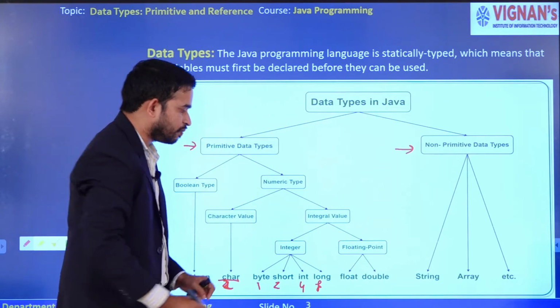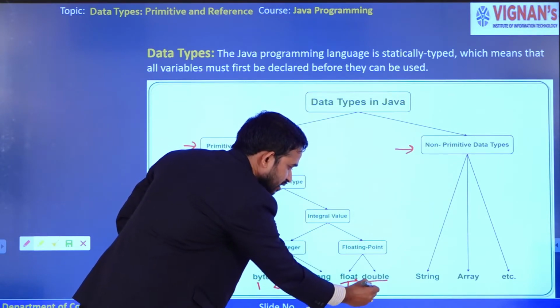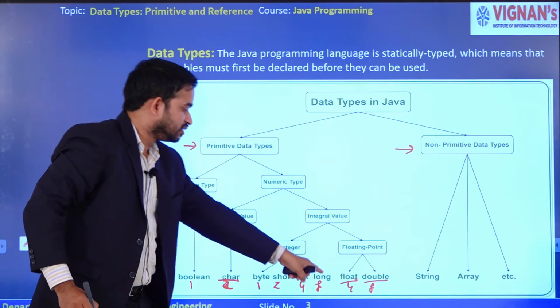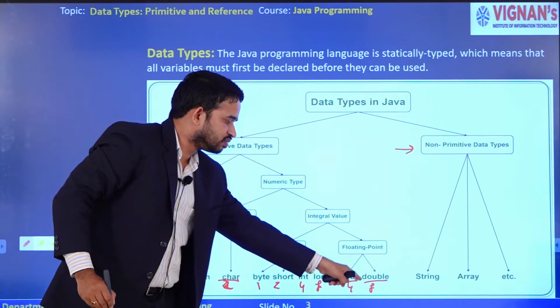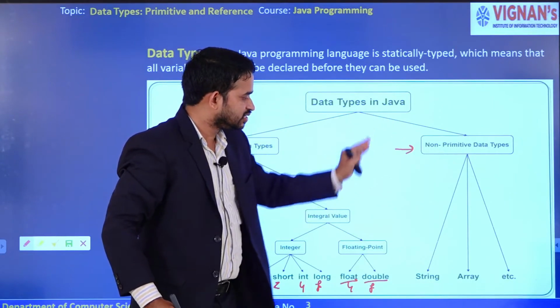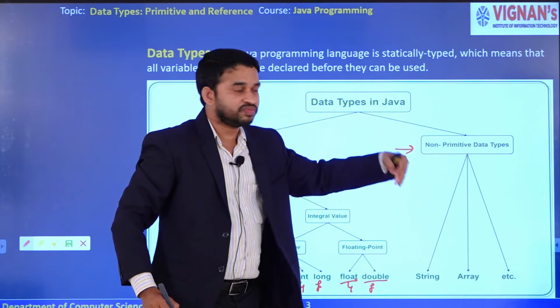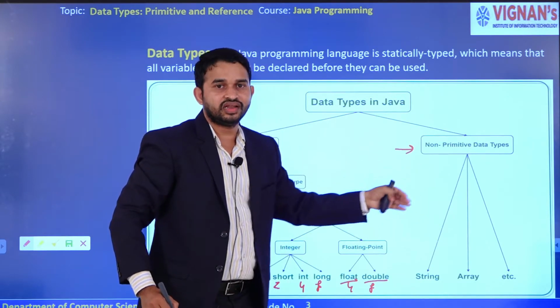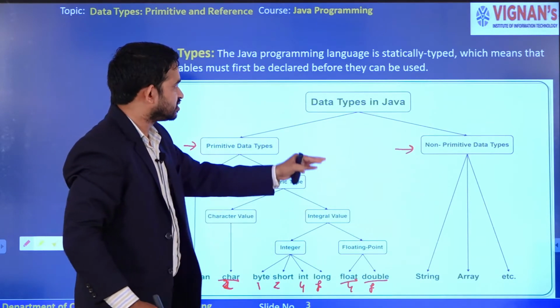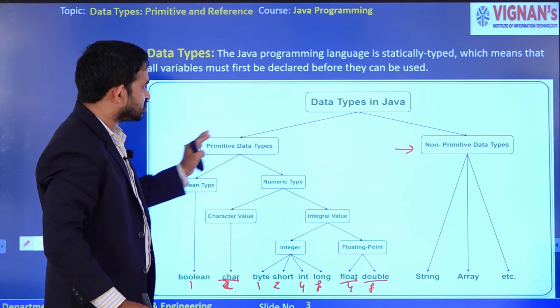What about floating point? The float value is 4 bytes and double is 8 bytes. These are the sizes of float and double. Then one more is non-primitive data types. Under this we have string, array, interface, etc. You will learn them in the coming lectures. These are the different data types in Java, same as in C and C++.